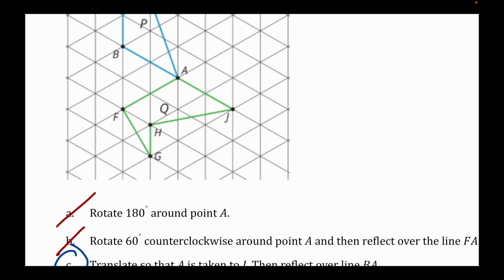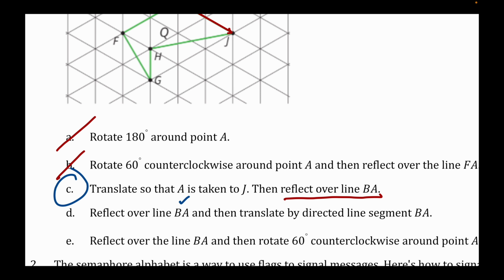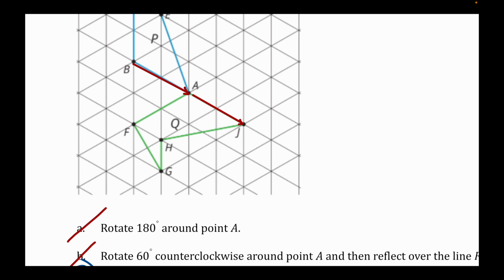And then translate by directed line segment BA. Now, if they tell us directed line segment, that means we know we're going from B to A, and it's just that distance, which is actually the same as if we took A and translated so that we land on point J. So D is also correct because it's the same as C, but it's just in a slightly backwards order. We're doing the reflection first and then the translation, but the outcome is still the same. We would end up with our shape just translating for the final step onto it.